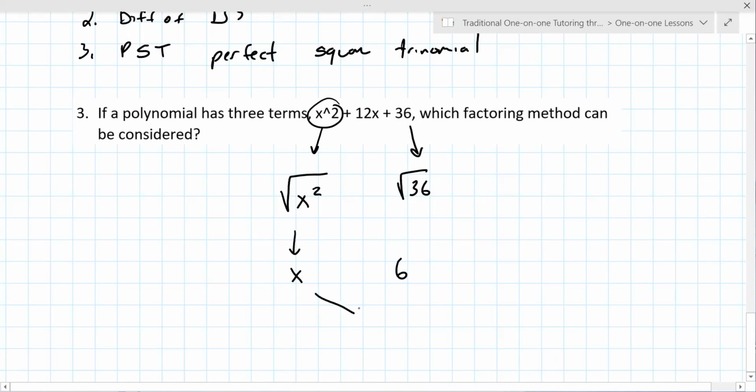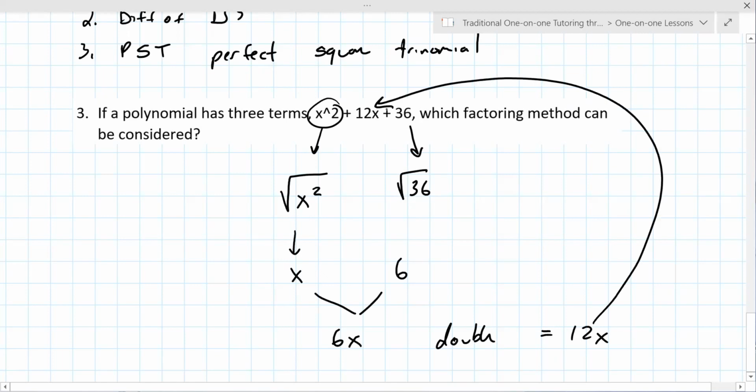Then you merge them, and then you double, and then you ask yourself, is that the same as the middle term? Is it the same? Yeah, it is. So this is a perfect square trinomial. And that is the answer. Now there's 2 forms of a perfect square trinomial that I should cover here.